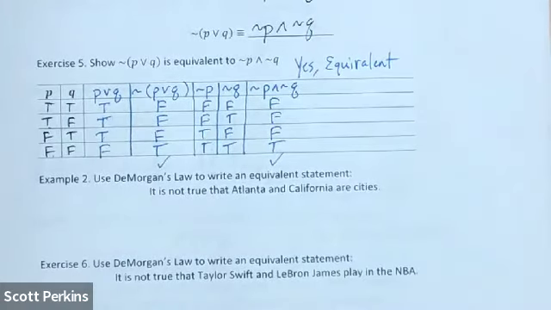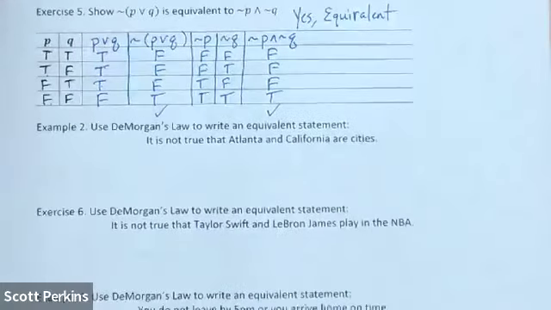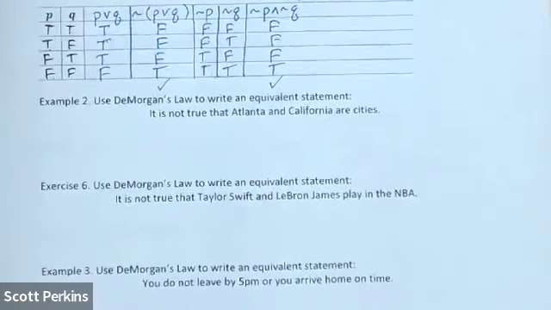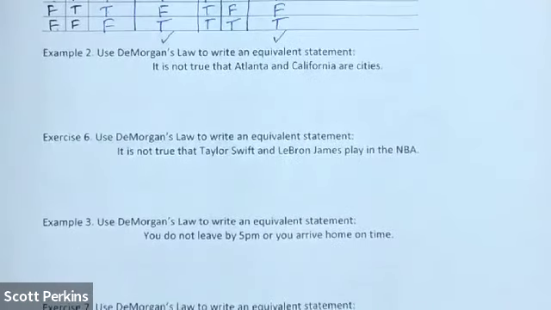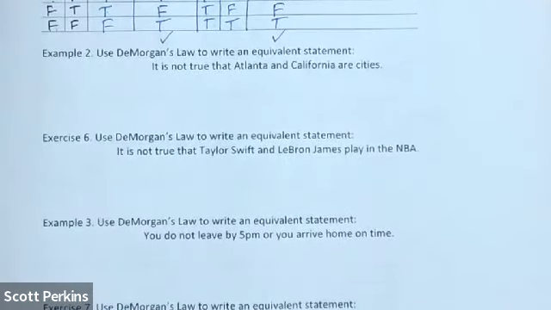So what we're going to do as we just get used to using DeMorgan's law and this equivalence, is we're just going to go through kind of what we were doing last time when we talked about the negation of the conditional, is we are going to look at these statements and we are going to use DeMorgan's law to change them into something that means the same thing. Okay, so I'm going to do this first example, and then you're going to do the next one, and they're going to be very similar, and then I'll do another example, and you'll finish.